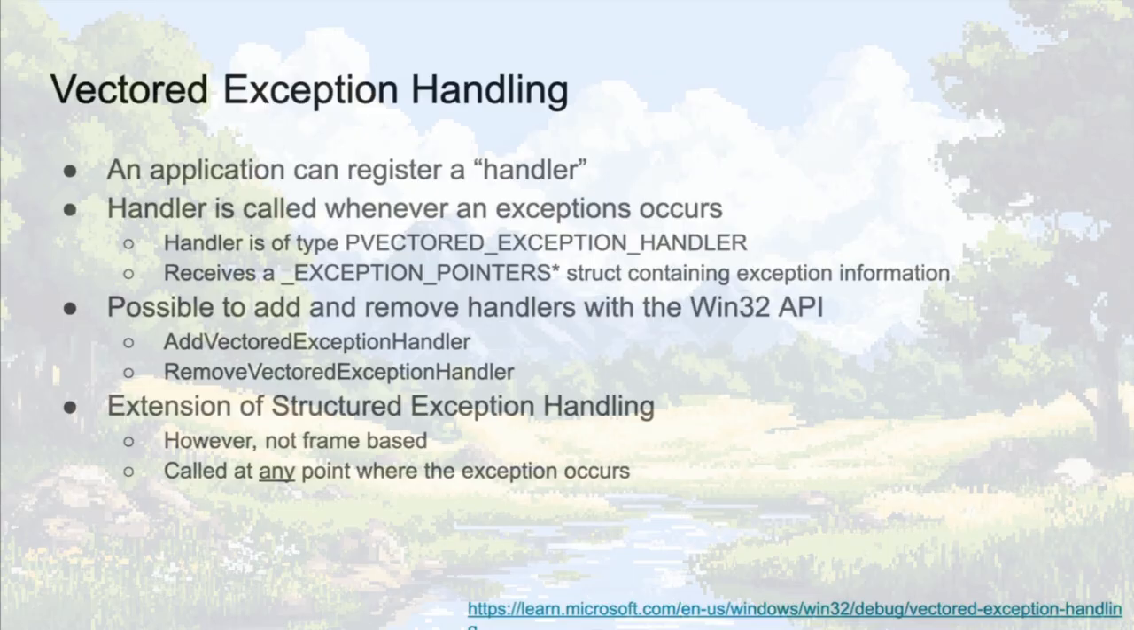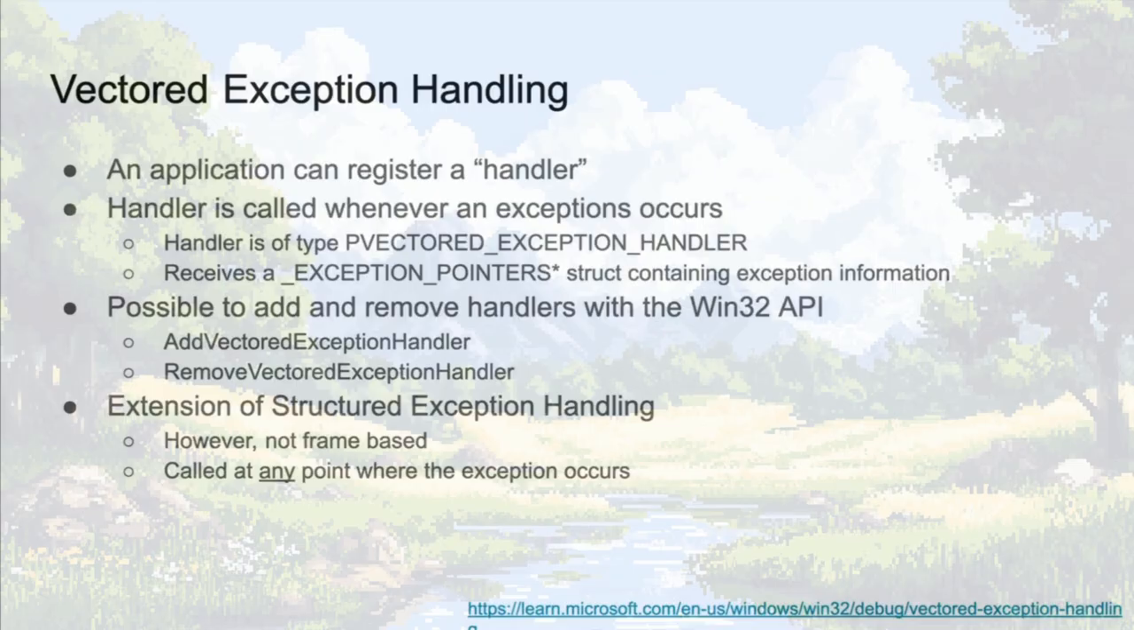EDRs may register handlers as well, and this will call these registered exception handlers. Internally, these exception handlers are stored as a linked list, and we'll dive into that later. It's also possible to remove and add exception handlers with the Win32 API. We can just call AddVectoredExceptionHandler or RemoveVectoredExceptionHandler. If you want more information on exception handling, definitely check out MSDN, as it's a good source. Also, you can find a lot of this information from reversing.